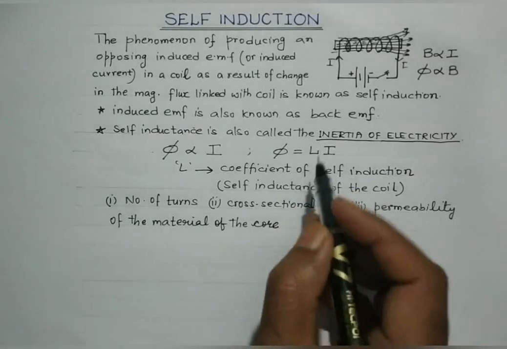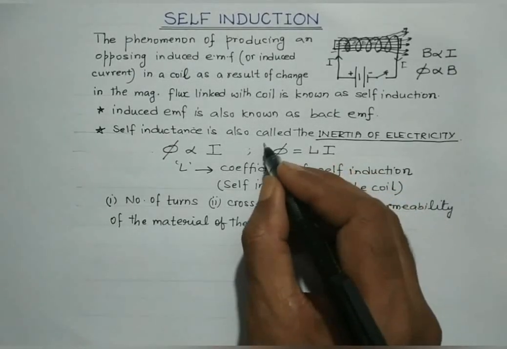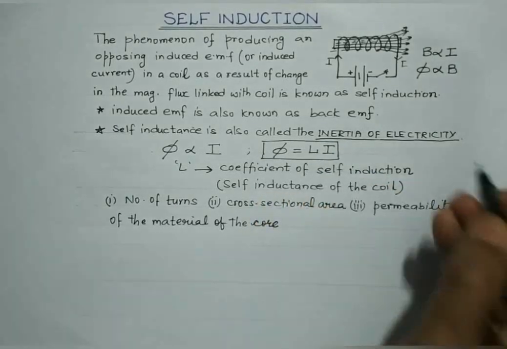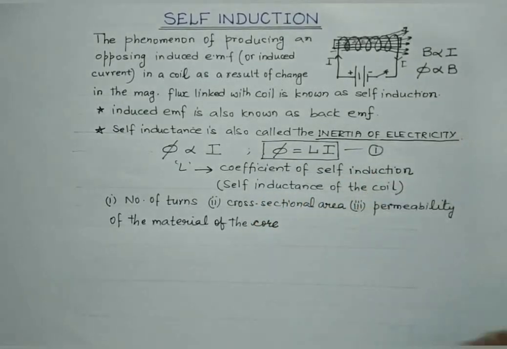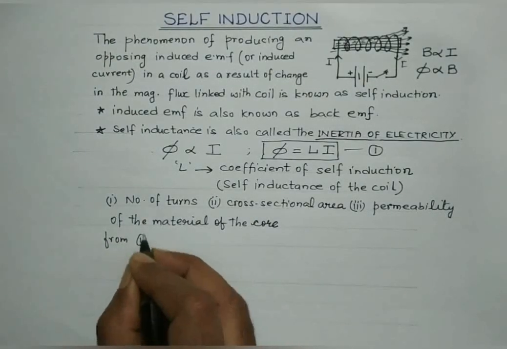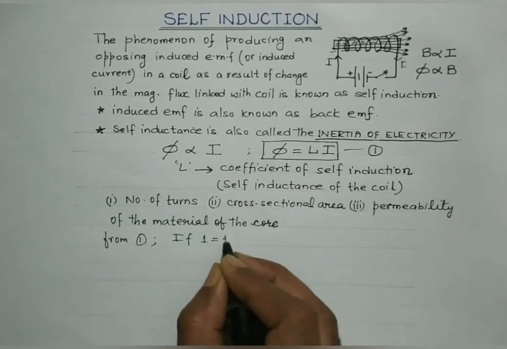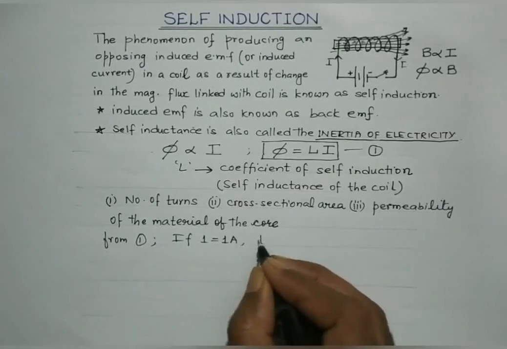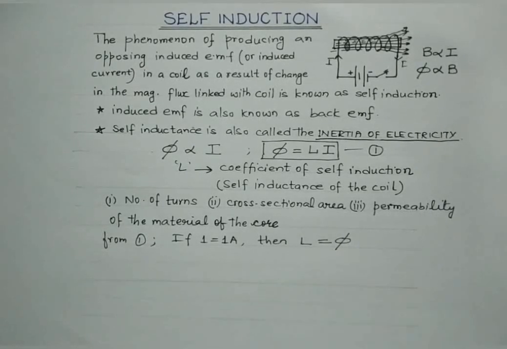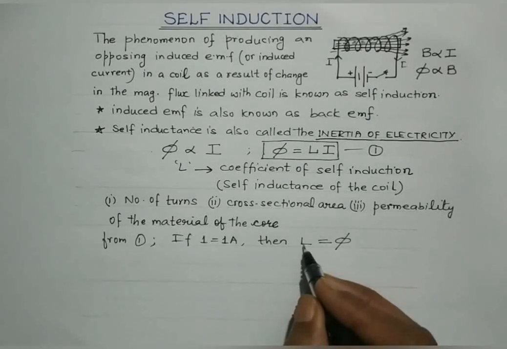Now let us try to define this L mathematically, right? So consider this particular equation. What we do is, let us consider it to be equation 1. From the first equation it's pretty clear that if I is equal to 1 ampere, then L is equal to phi. So this can be used to define the self-inductance of a coil, right?